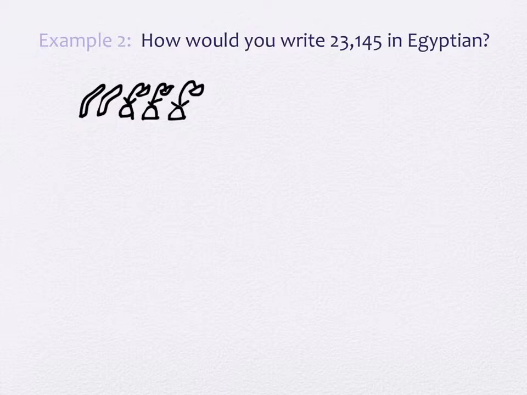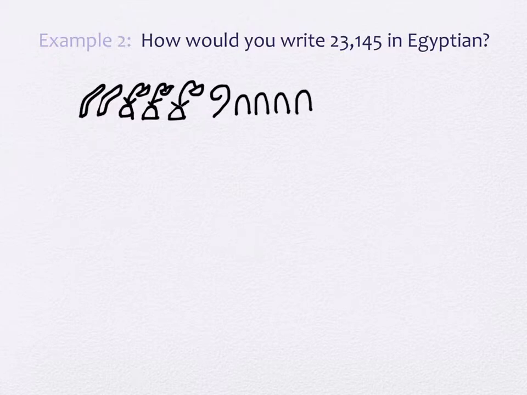What about the next one, the 1? There's a scroll there, and I just have one of them because it's the number 1. How about the 4? 4 heel bones. And the 5? 5 staffs.